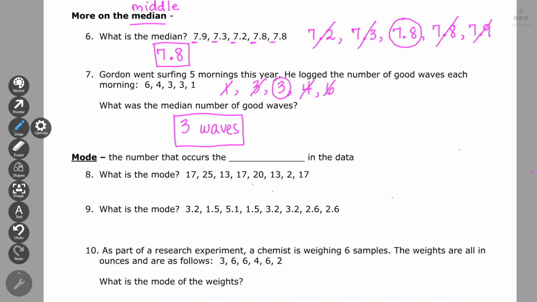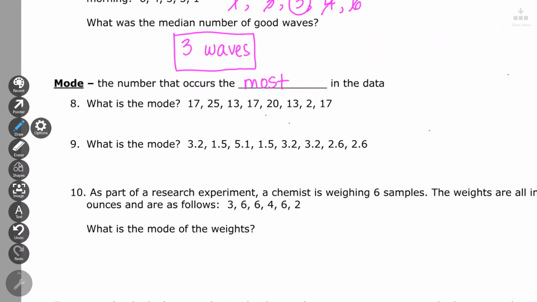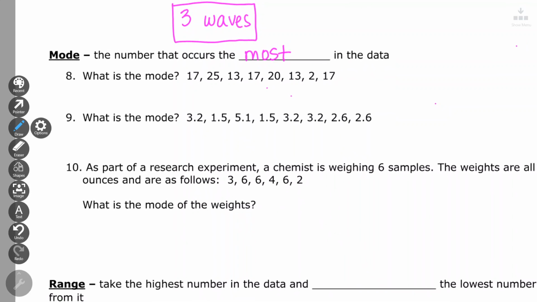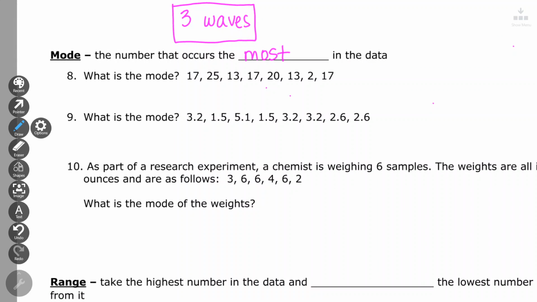Let's look at the mode. Now, the mode is the number that occurs the most in the data.